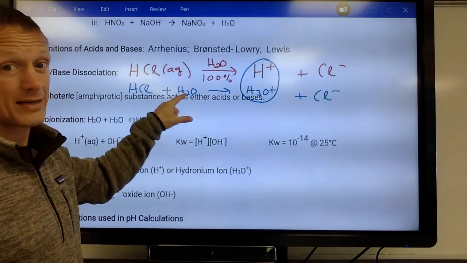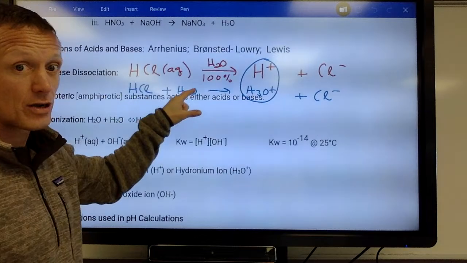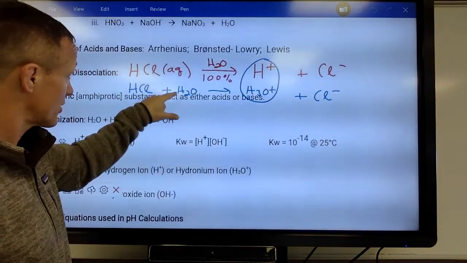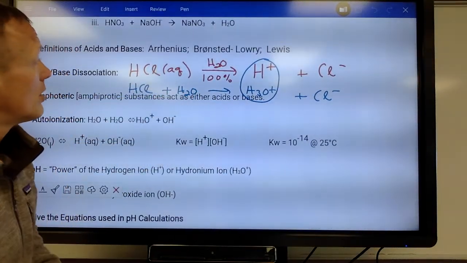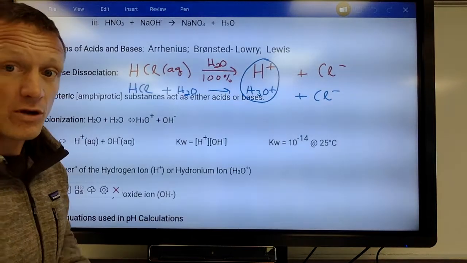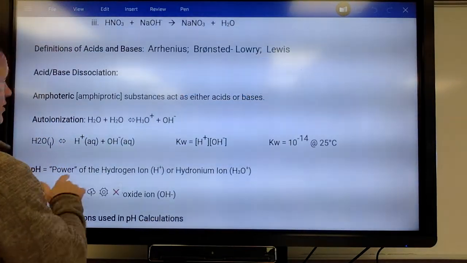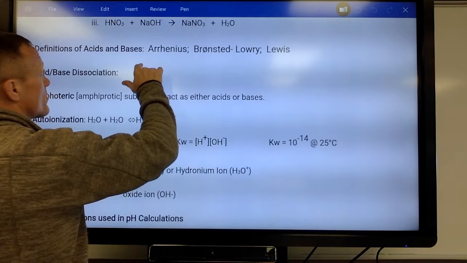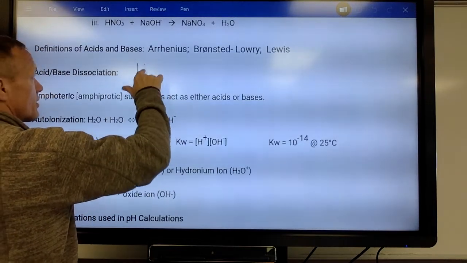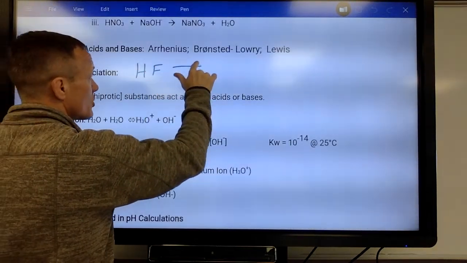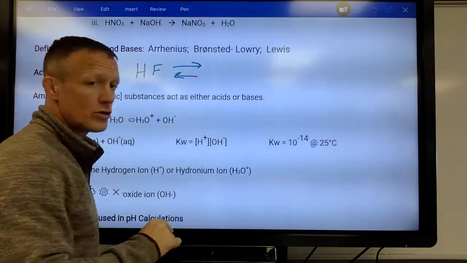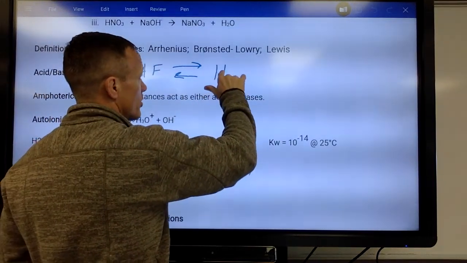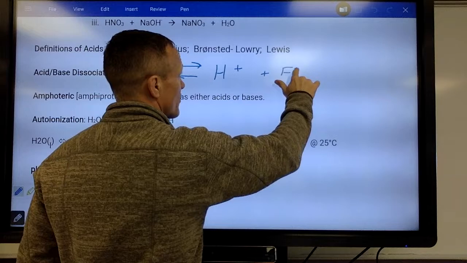So in this case, the water is acting as a base. It's taking a hydrogen from there. This is your acid, this is your base, going from there. If it was a weak acid, you might want to put all these examples on here. For example, HF is a weak acid, you would see a two-sided arrow forming H plus ions plus F negative.